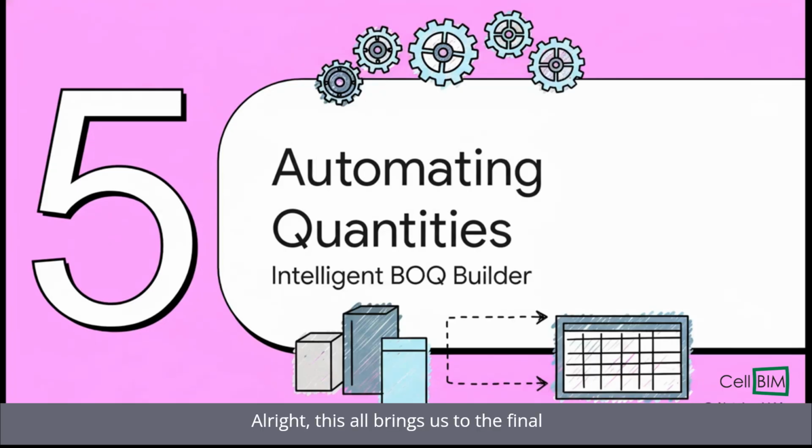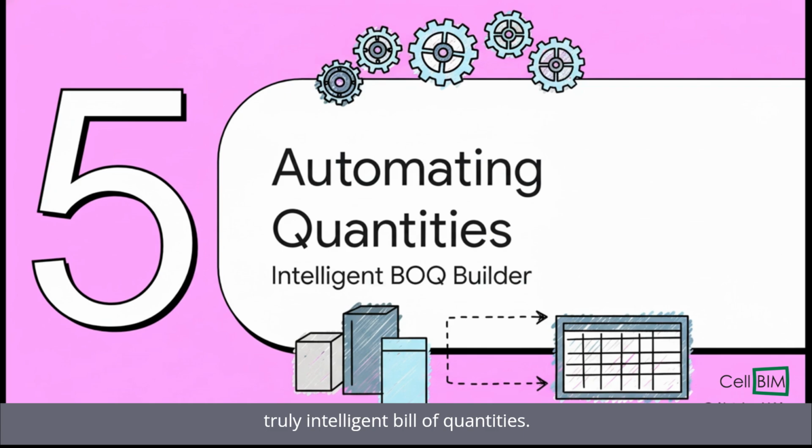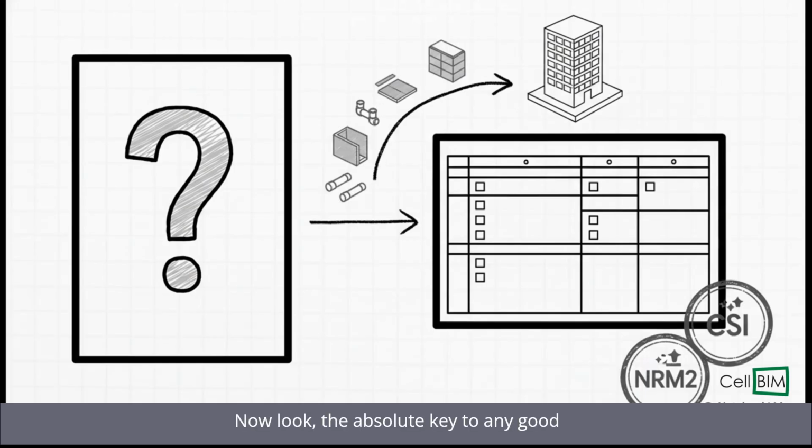All right, this all brings us to the final and most powerful piece of the puzzle in Section 5. Automating your final quantities. This is where we take all these live linked elements, all this structured data, and use it to build a truly intelligent bill of quantities. Now look, the absolute key to any good automation is standardization. So instead of starting with a blank spreadsheet every time, you start with smart templates. These templates are built around major industry standards that you already use, like CSI MasterFormat in the States or NRM2 in the UK. They already have the structure and the logic built right in.